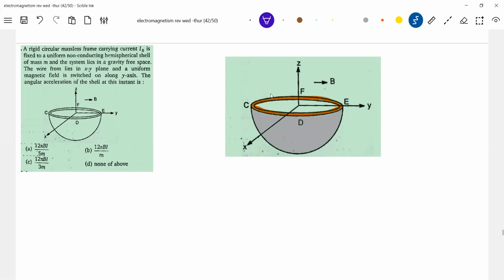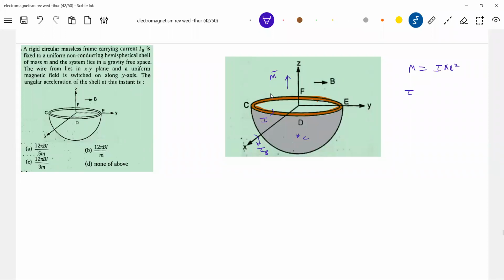Let's get into the problem. So what is the torque due to dipole moment? It should be equal to m, where m is I into pi r square. So let's assume current here. M bar will act here. M bar cross B bar. So there'll be torque due to dipole moment. The ring is massless. This hemisphere is having a mass. So now it's a rigid body set free to rotate in a gravity free space. There's no weight. So about what point will it rotate? It will rotate about its center of mass. If a rigid body is set free to rotate, it will rotate about center of mass.